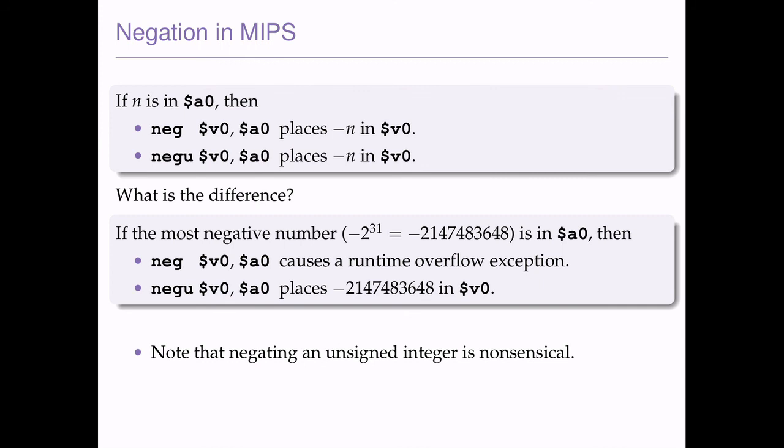Also, that's a good point to make: note that negating an unsigned integer doesn't really make sense. You don't have a sign column, so why would you do that?